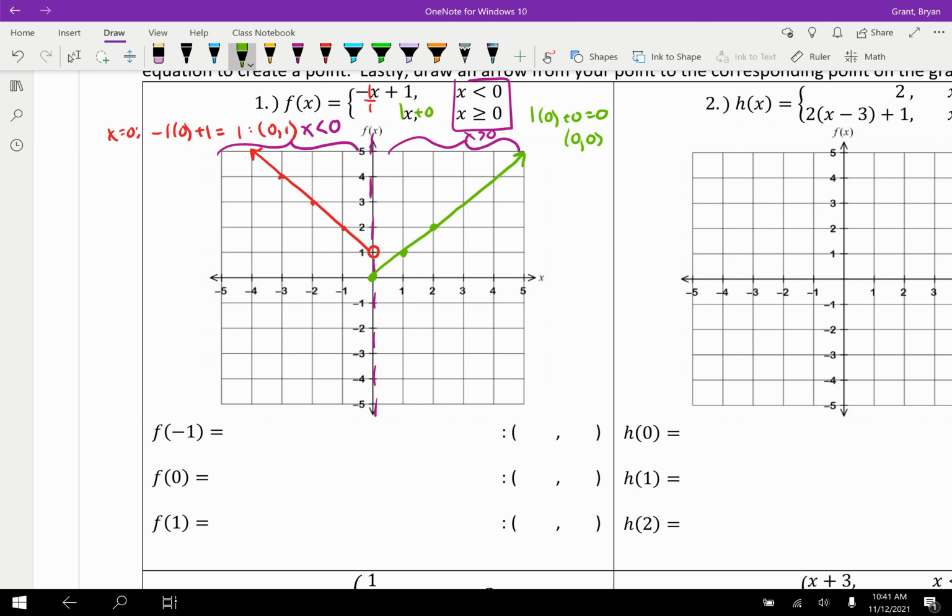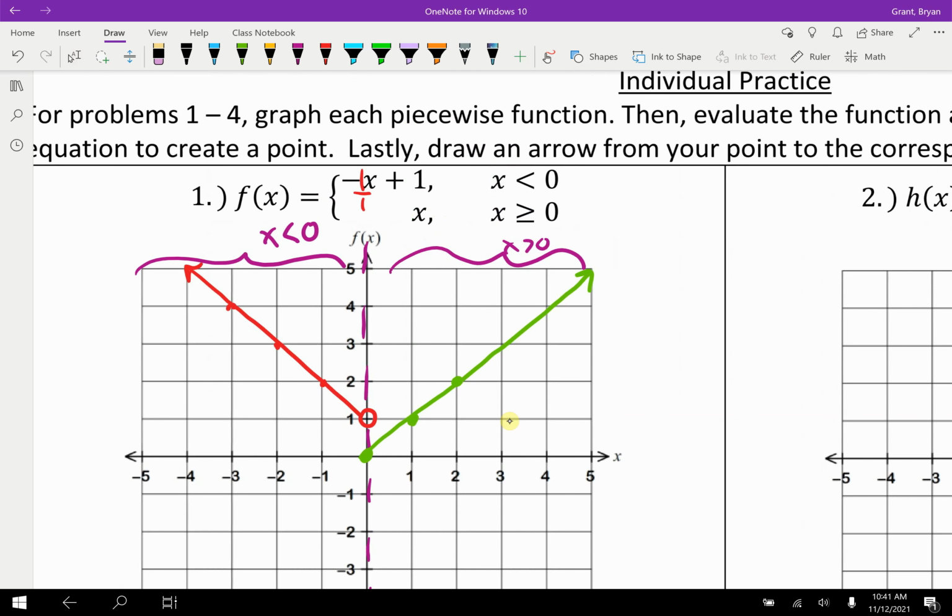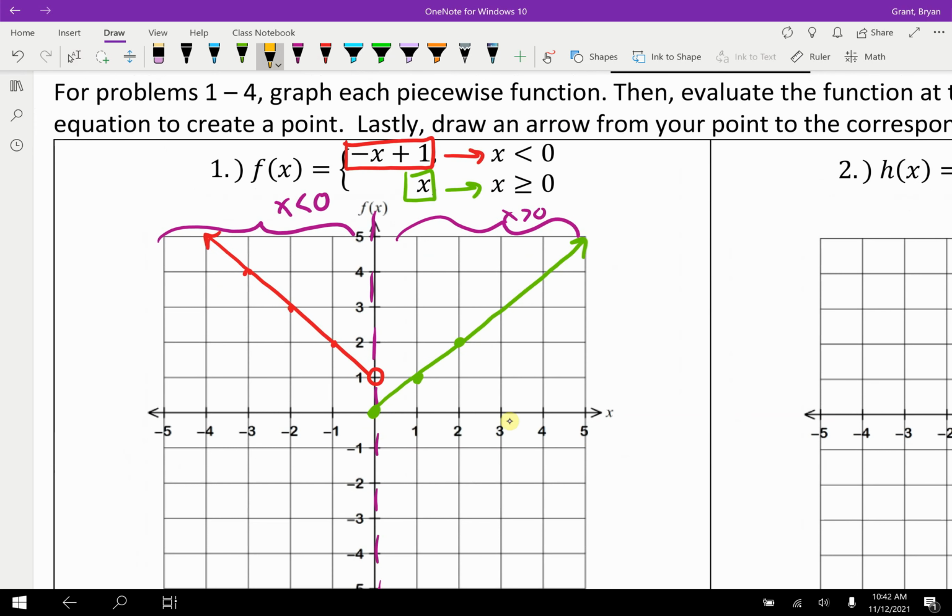f of negative 1, f of 0, and f of 1. Well, this is actually a really important ability for piecewise functions, because with a piecewise function there are, and I'm going to try to clean this up a little bit, there are two what I call branches to this piecewise function. There's this top branch that I graphed in red that we only use for x's less than 0, and there's this bottom branch that I graphed in green, which we only use for x's greater than or equal to 0. However, this whole function is called f of x.